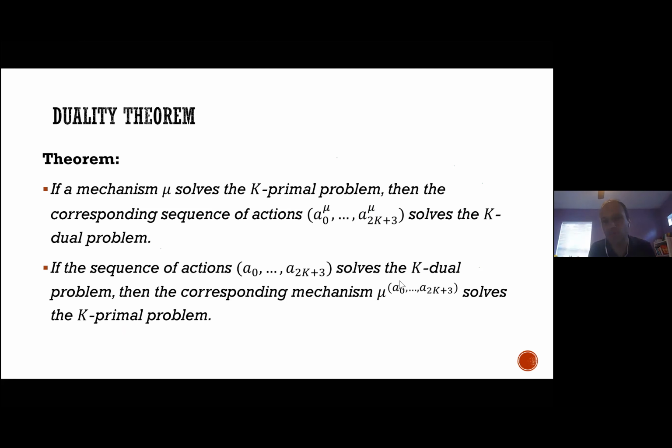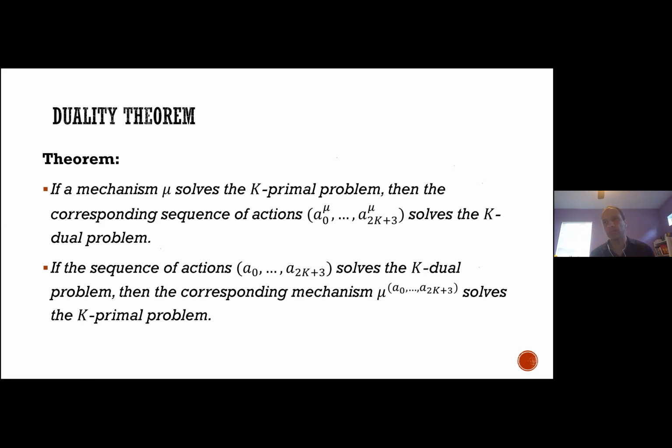If a mechanism solves the K primal problem, then the corresponding sequence of actions that I just constructed solves the K dual problem. And similarly, if I have a sequence of actions that solves the K dual problem, then there is a corresponding mechanism that I can construct which solves the K primal problem. So in that sense, the K primal problem is equivalent to the K dual problem. And my claim is that that is a much easier problem to work with than the K primal problem.